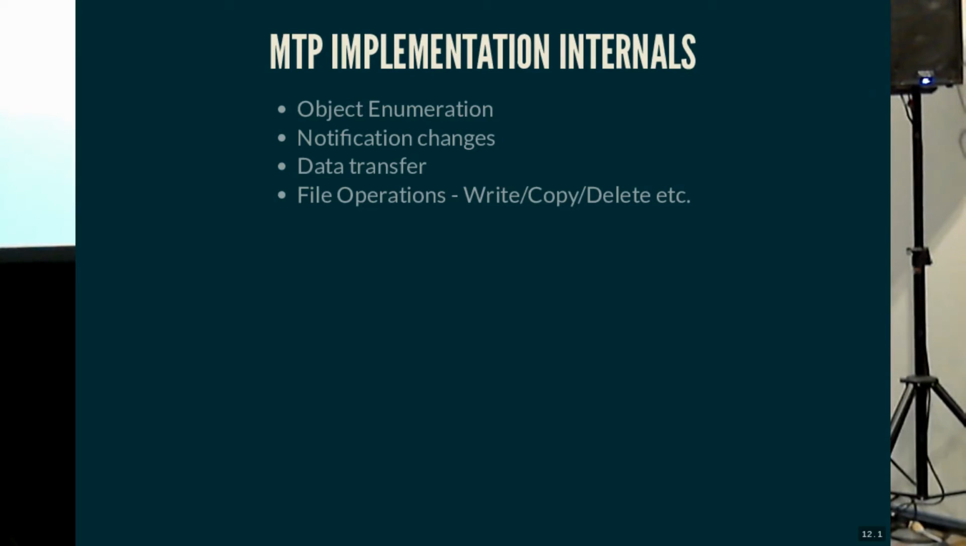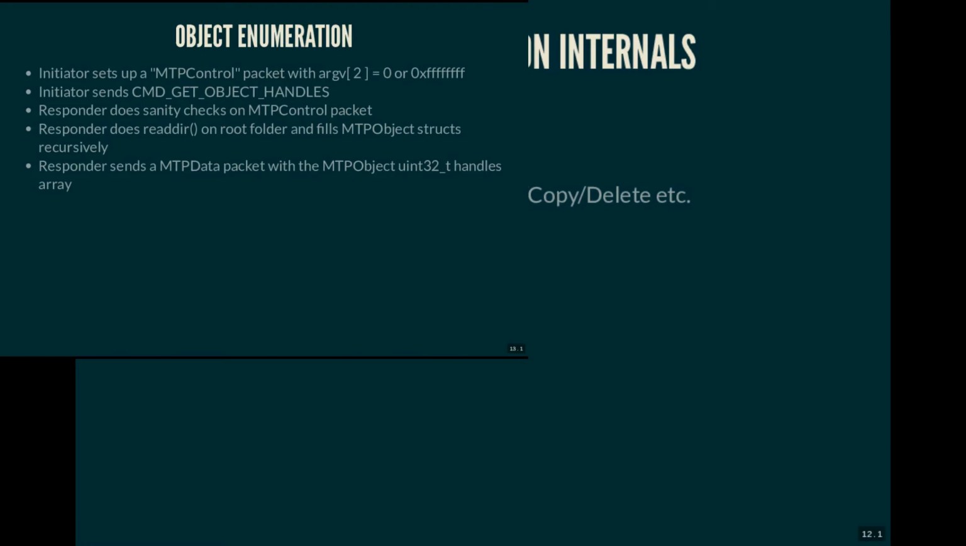So with that in mind, there are 4 major sections in MTP. First of all, there's object enumeration, there's notification changes, there's the actual data transfer, and then there's file operations. That's not exactly write, but rather copy, delete, move, those file operations. So let's quickly go through them one by one.